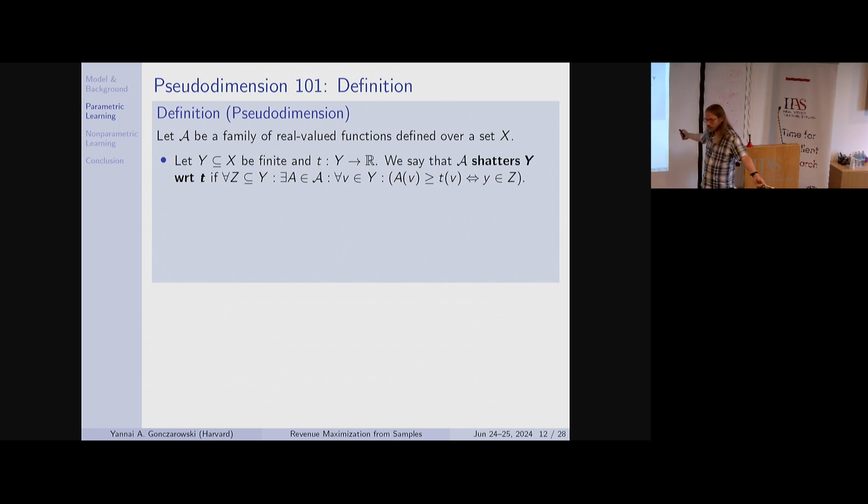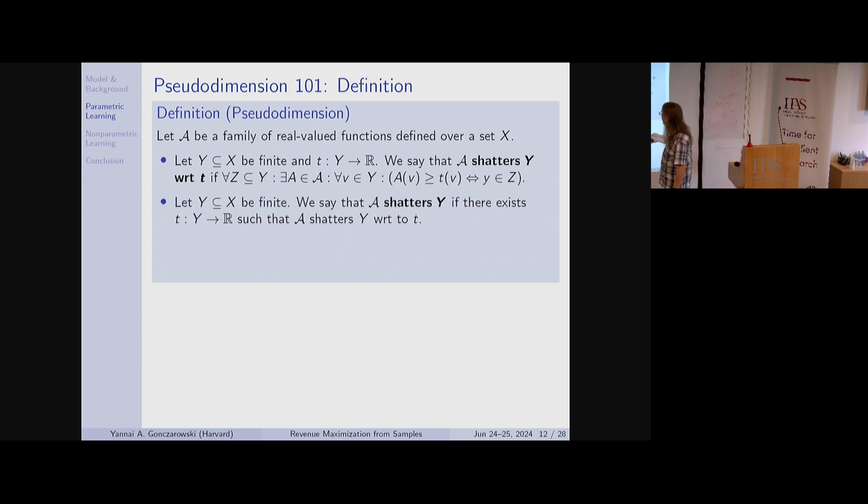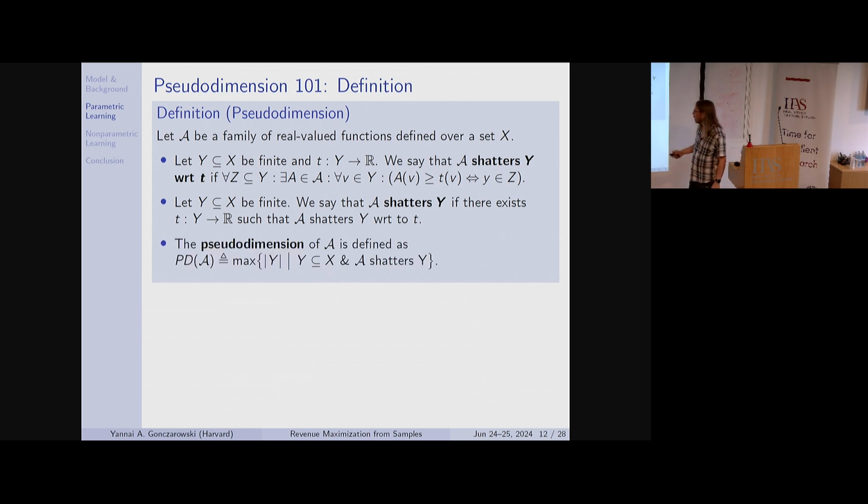Okay, that's the definition. Questions about this definition so far? Good. And we're going to say that A shatters Y if it shatters Y with respect to some thresholds. If there exist thresholds, you know, these 5, 6, 10, whatever, such that A shatters Y with respect to them. And we're going to define the pseudo-dimension of the class A as the largest set that it shatters.